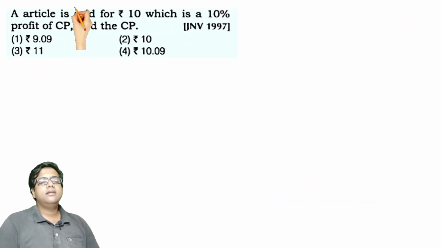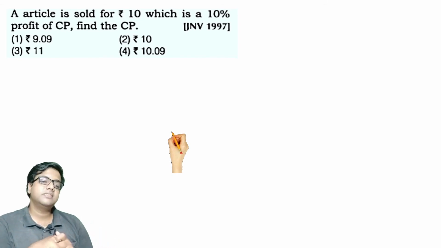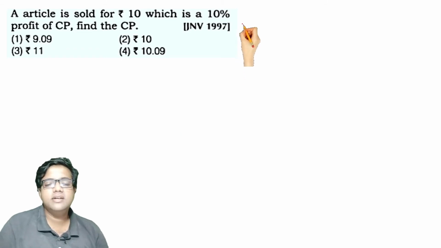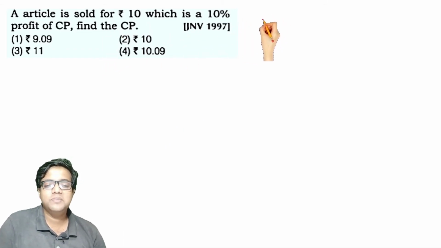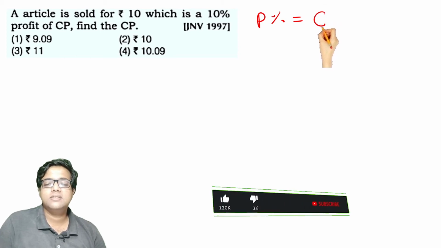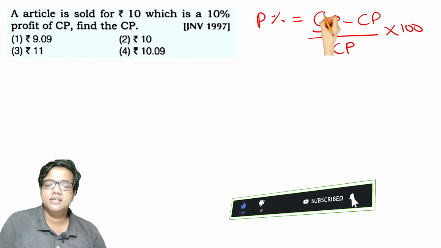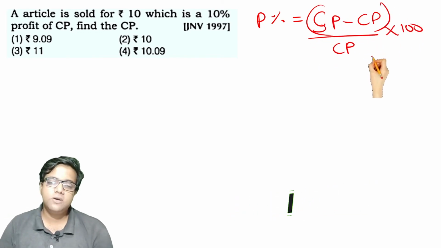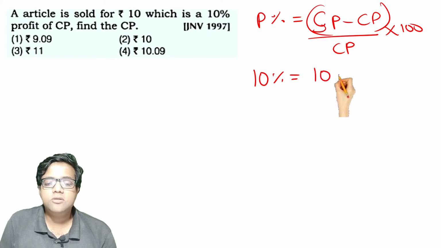An article is sold for 10 rupees, which is a 10% profit of cost price. What is the cost price? He is making 10% profit by selling an article for 10 rupees. Anyways, we know the formula for profit percentage. Profit percentage is equal to selling price minus cost price by cost price into 100. So he is making 10% profit and he is selling at 10 rupees minus cost price. We don't know what the cost price is.